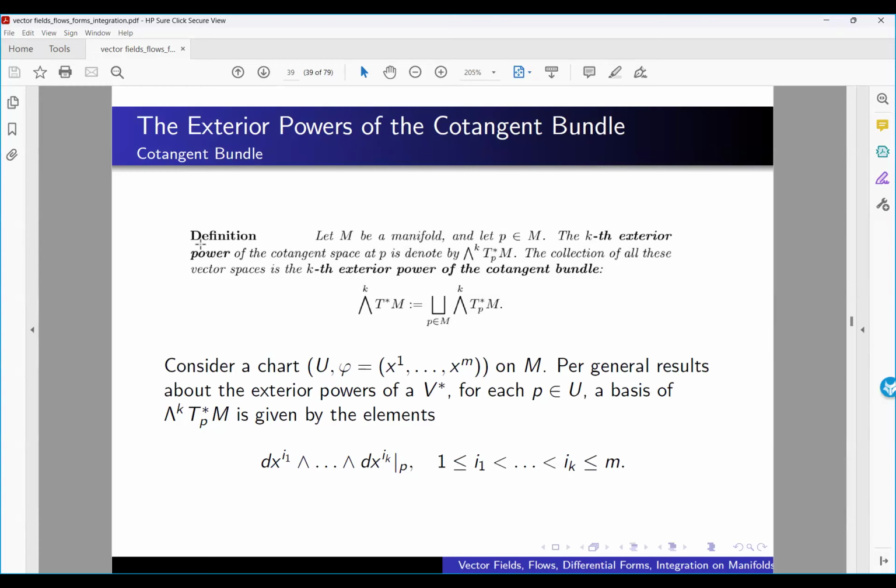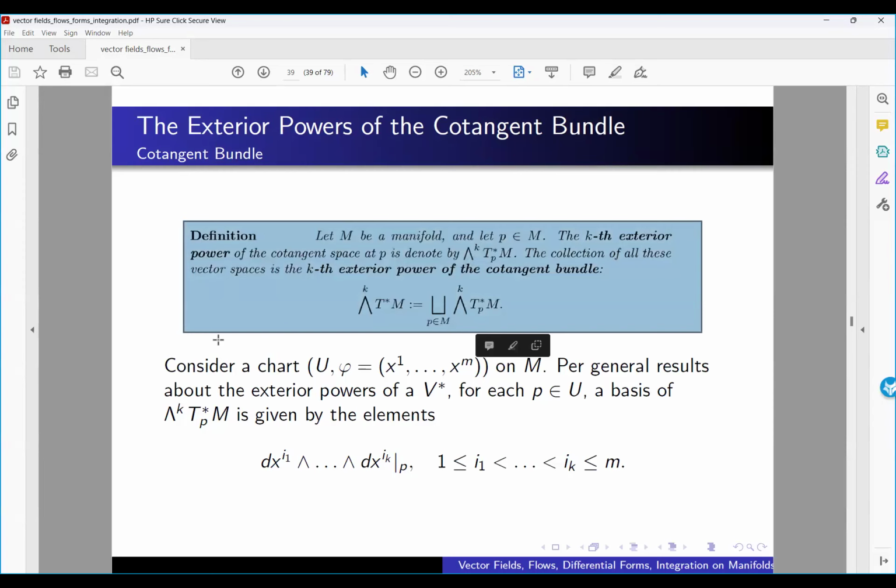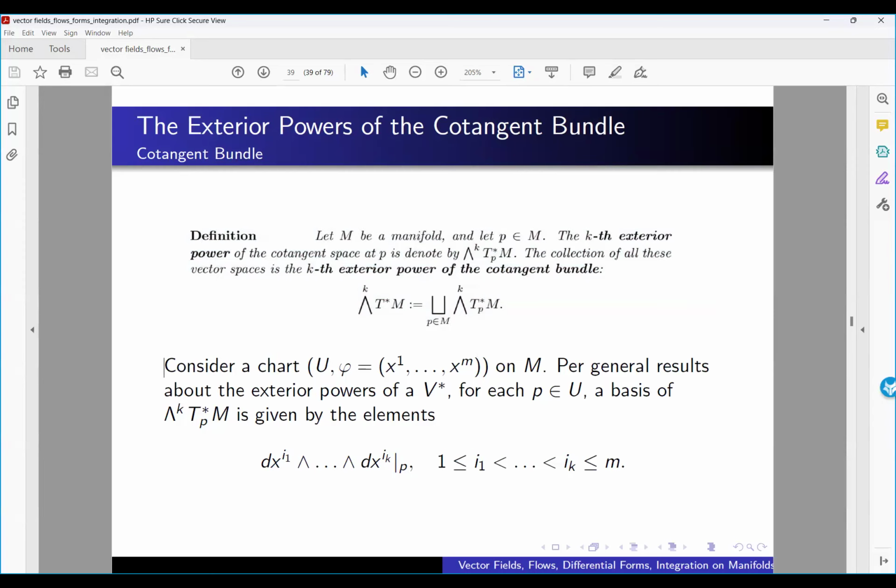So this is what we are going to do for TPM star. We call the k exterior power of the cotangent space at P this lambda k TPM star, and the collection of all these vector spaces, like a disjoint union, will be called the k exterior power of the cotangent bundle. Now we are going to apply the previous theory on this vector space, right? And so you always start with the manifold. You take a point on the manifold, and then you take a chart about that point. A chart is like a system of coordinates.